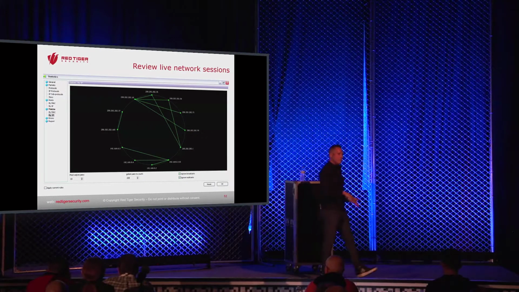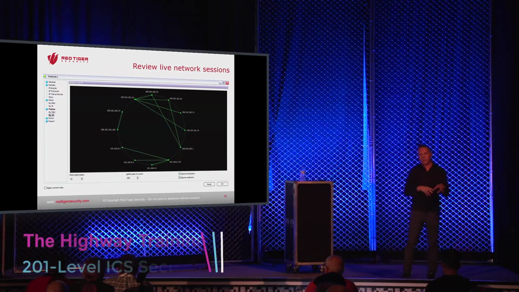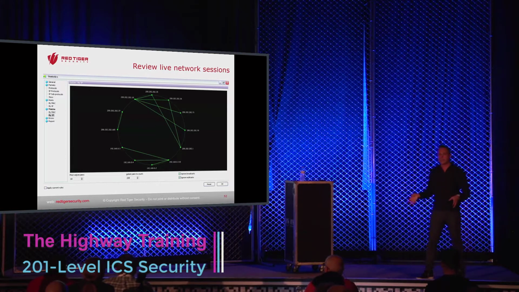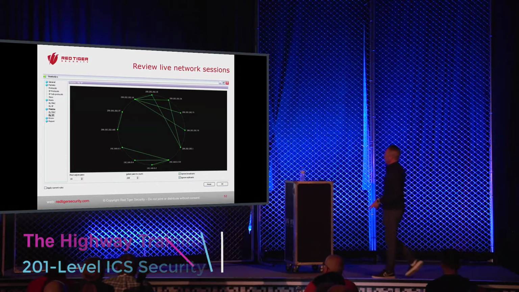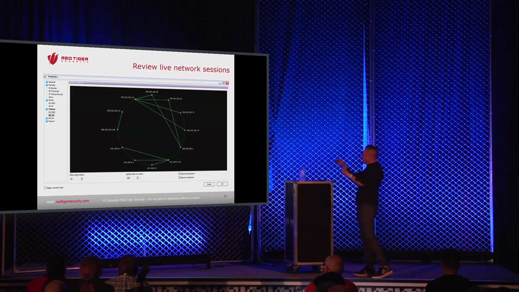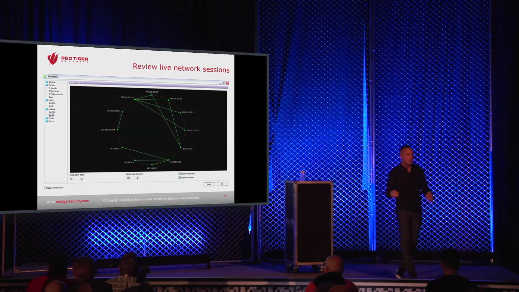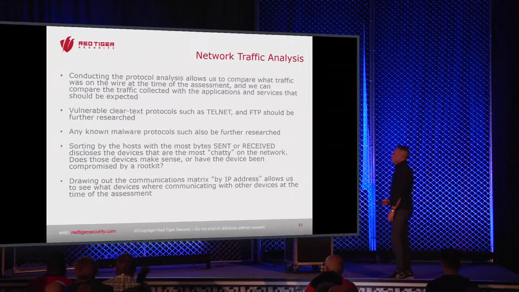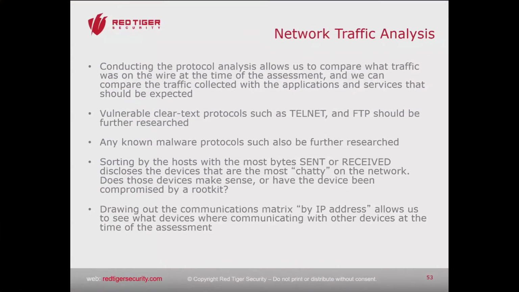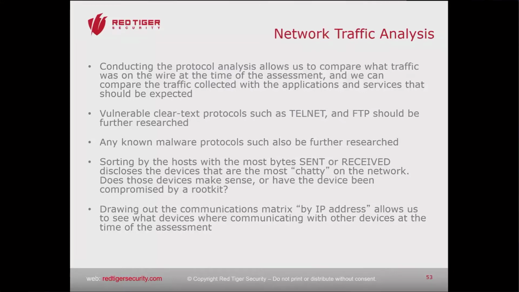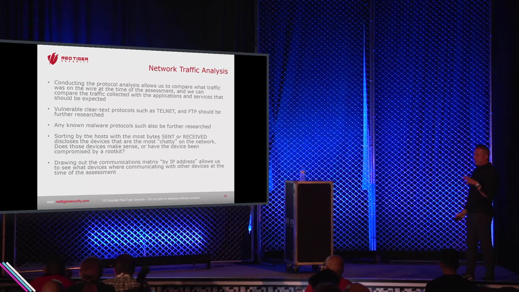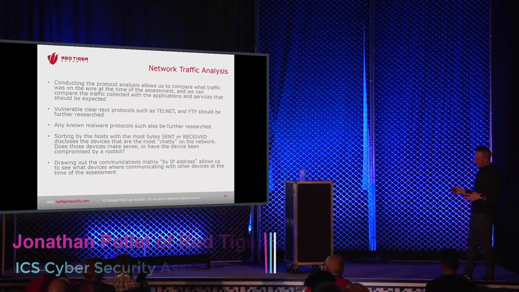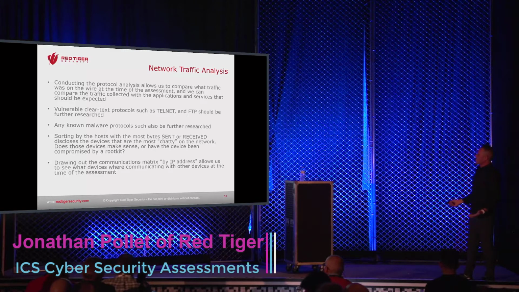So viewing the live sessions of what machines were talking to other machines also helps you validate that the system is operating properly. And if you see a whole bunch of machines talking outbound to an IP address that's not in your domain, and you don't have control of that IP address, that will also tell you that you've been compromised. We also like to sort the hosts, like I said before, by the ones that sent the most traffic or received the most traffic. Doing that protocol analysis is important to make sure that the guts of the system is working and the infrastructure is set up properly.